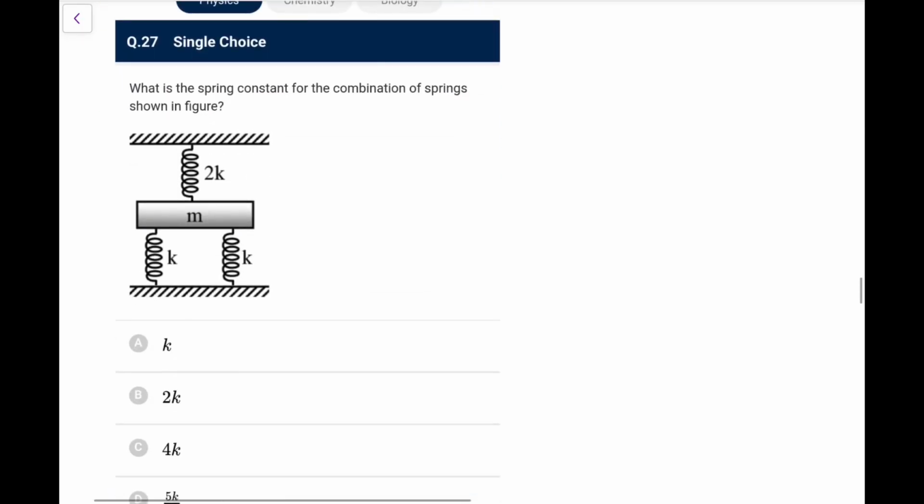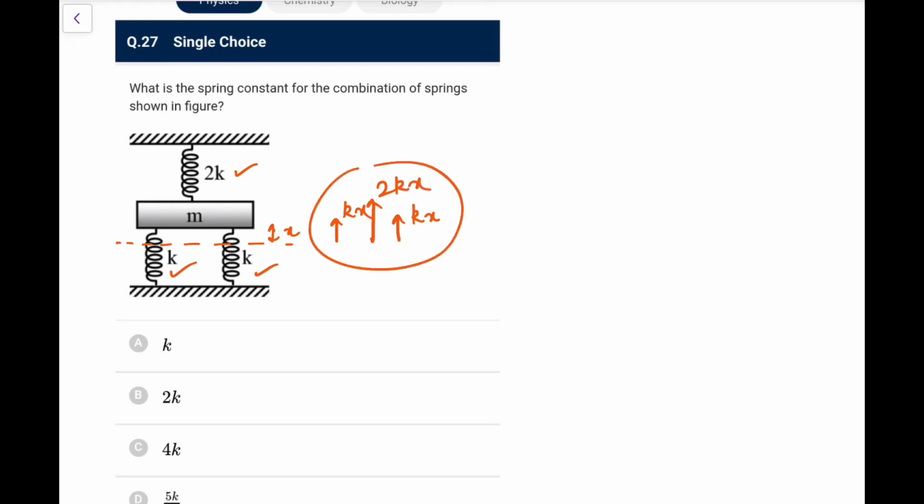Next one, what is the spring constant for the combination? Here you can directly make out this K and K are in parallel, plus this 2K is also in parallel, because if this depresses by X, the other will extend by X. It will exert a force Kx upward, it will exert a force Kx upward, and because it is extended, it will also exert a force 2Kx. So all three act here, all three are in parallel, so the equivalent would be 4K.